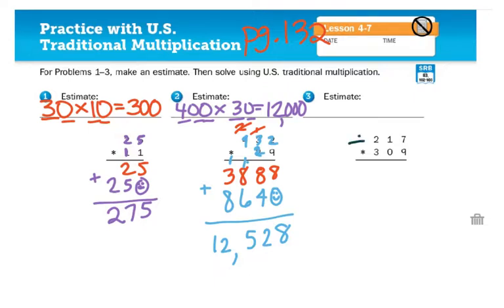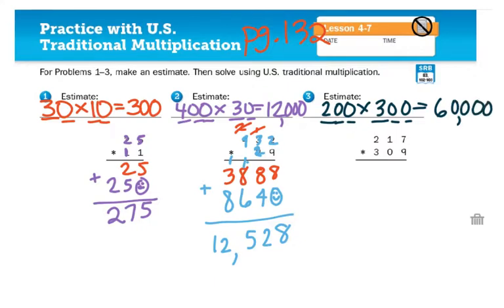Let's estimate to the nearest 100. Is 217 closer to 200 or 300? Closer to 200. And 309 closer to 300 or 400? Closer to 300. Now it becomes an extended fact. 2 times 3 is 6 with 1, 2, 3, 4 zeros. Don't forget to put in your commas so you can help read the number.